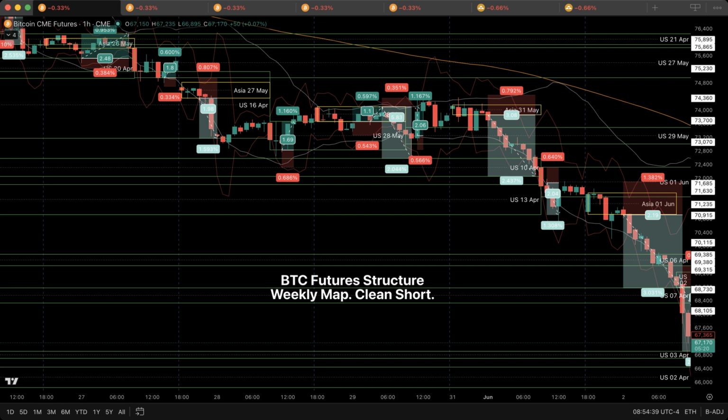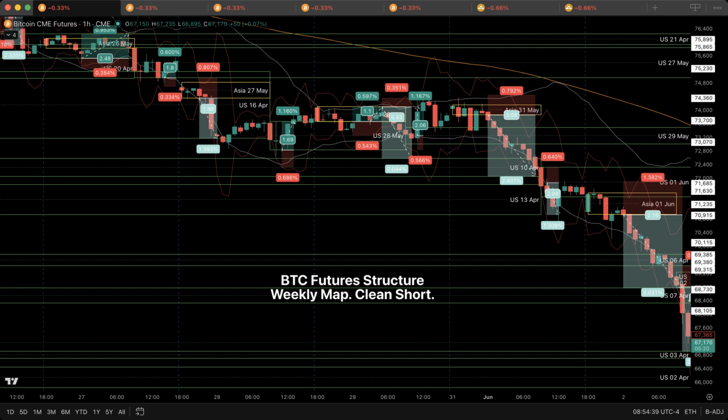It overlaps. That matters. When a session forms at the lower side of another session box, buyers must prove recovery fast. If price can reclaim the box, the short weakens. If price cannot reclaim, the lower boundary becomes fragile.